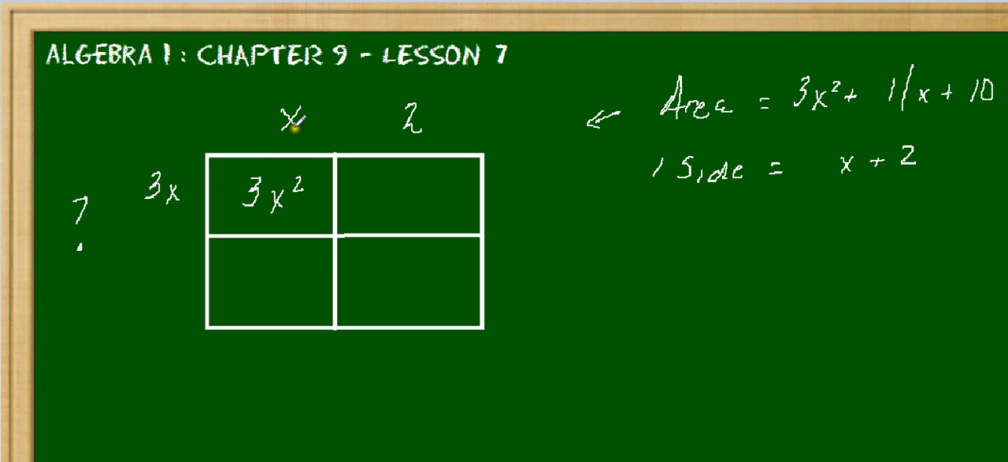3x squared divided by x, well, that would be, what do I multiply by x to get 3x squared? Well, that would be 3x. So that's why we have that answer there. Now, on this side, we already know that 2 is one of the dimensions here. So we would multiply this to get this. So we have to multiply now to get this number.